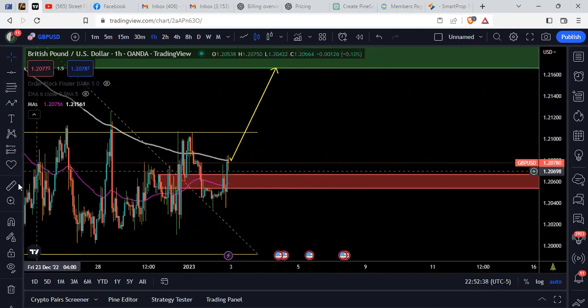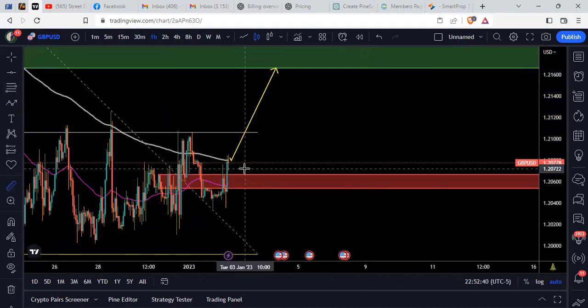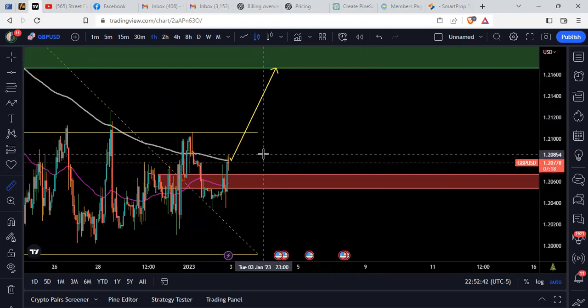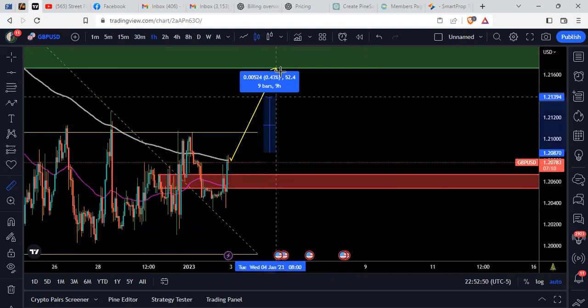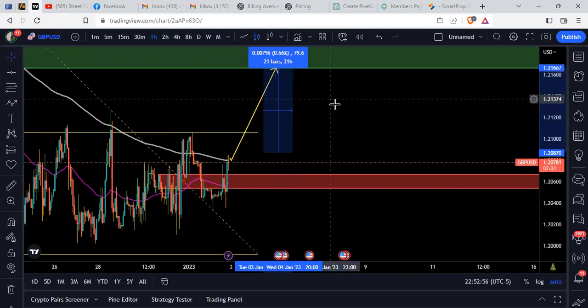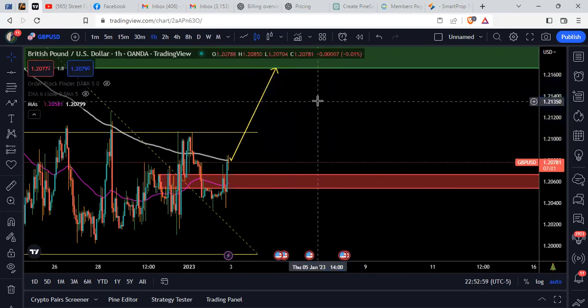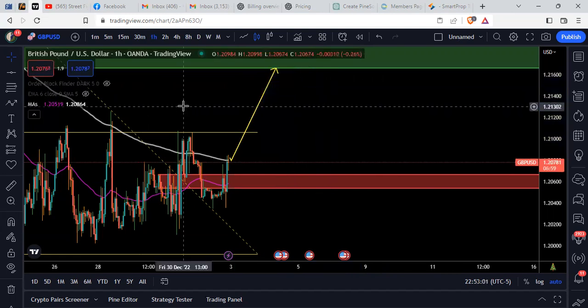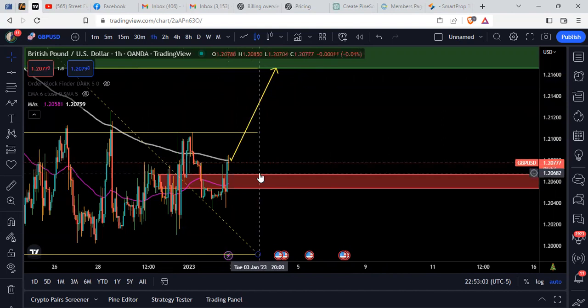Let's see how many pips it is. Let's just say we see price come above right here. We enter right around here somewhere. Good, 79, 80 pips. Good money. I take that. I put my stop loss a little below.